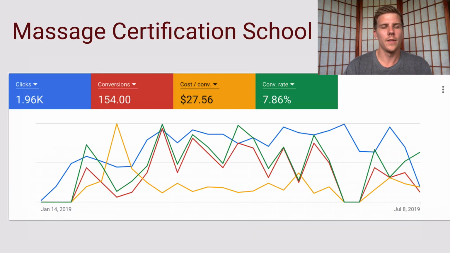The next one is a massage certification program, so a school, and we were getting leads for them for $27 each, and including my management fee and ad spend and everything, we were getting scheduled tours for this school for $250 each, and they're converting each one of these at 50%, so they're getting students for $500 each, and their program costs $7,200 in tuition.